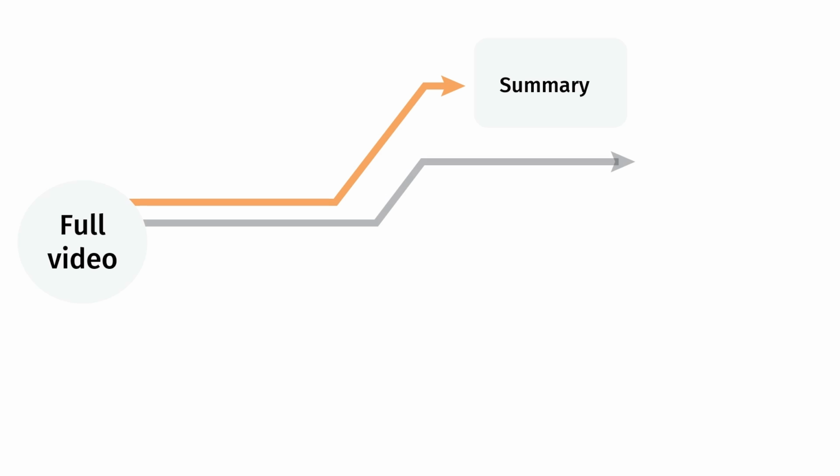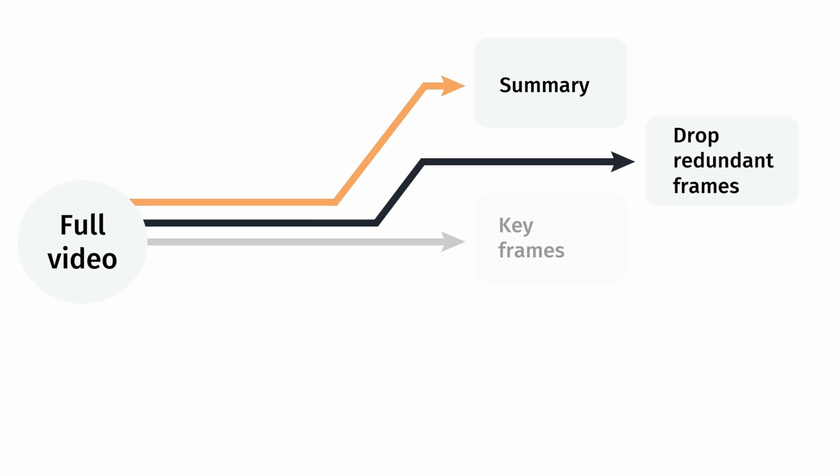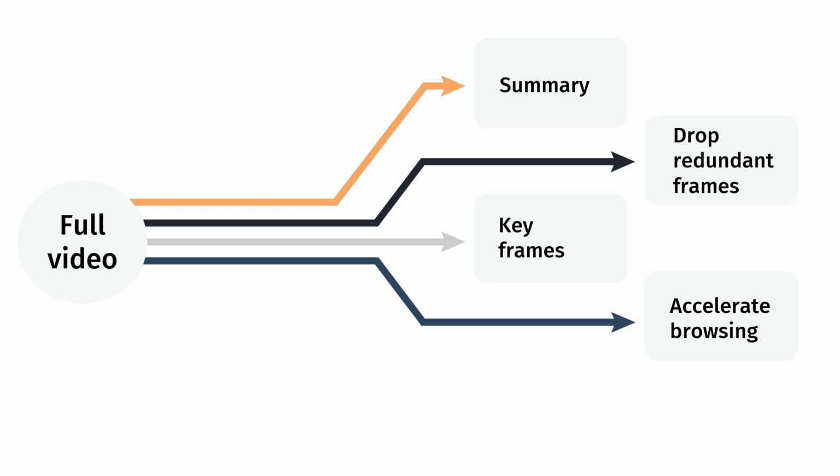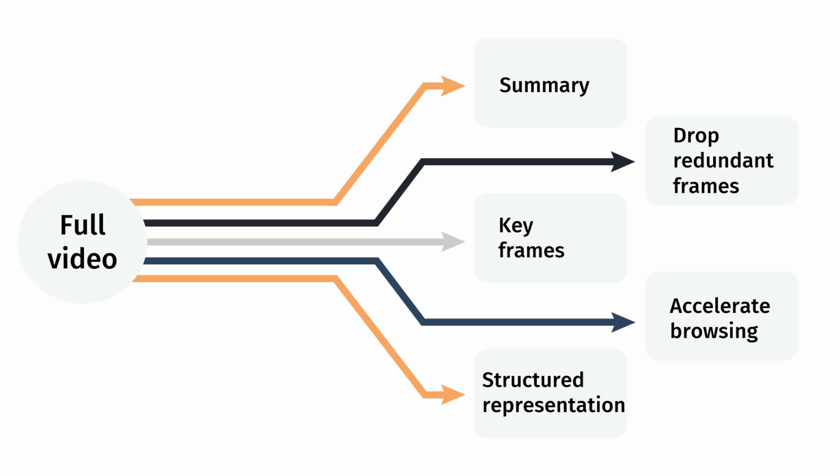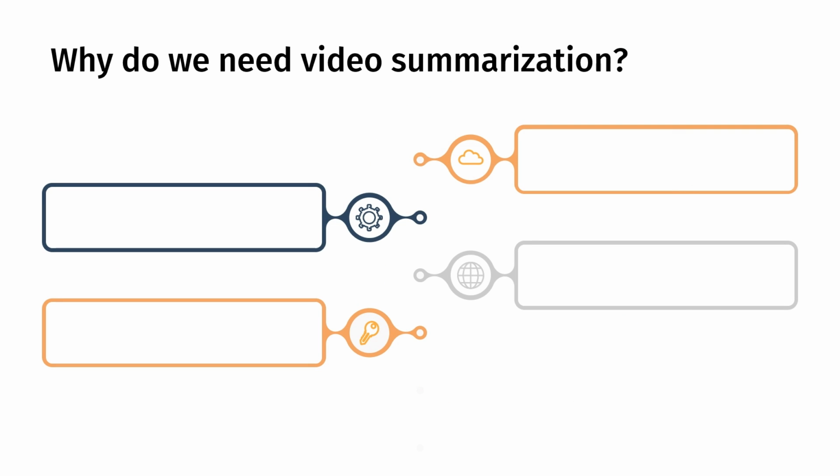Video summarization is a technique that extracts prominent information from the video and generates a summary in the form of key frames or key shots. The purpose of video summarization is to analyze a video and drop the redundant frames while retaining its key frames. Moreover, it helps to accelerate the browsing of an extensive collection of video data and achieve structured access and representation of the video content.